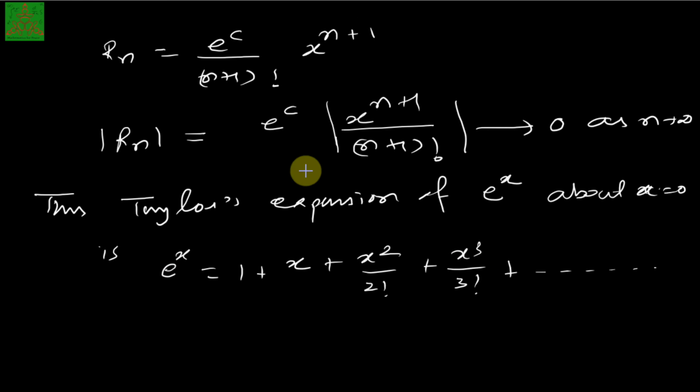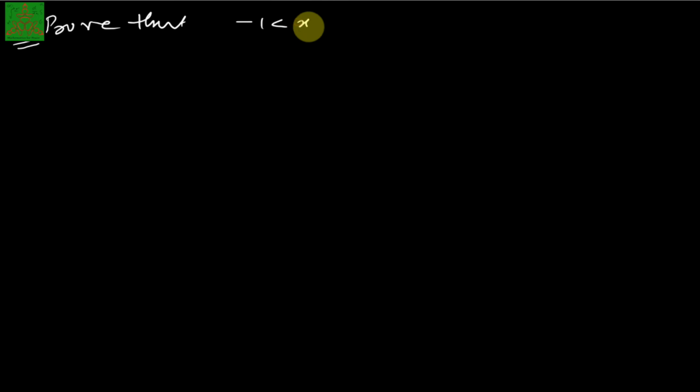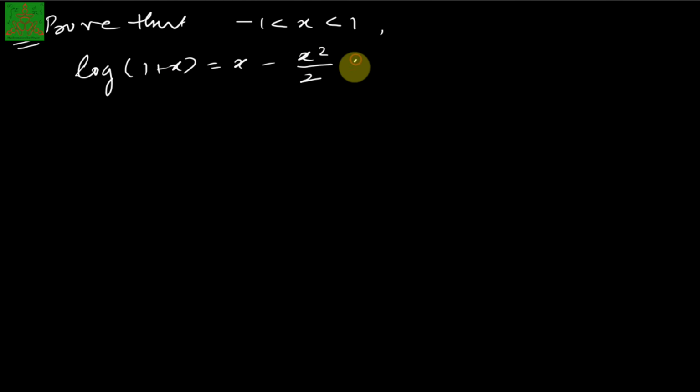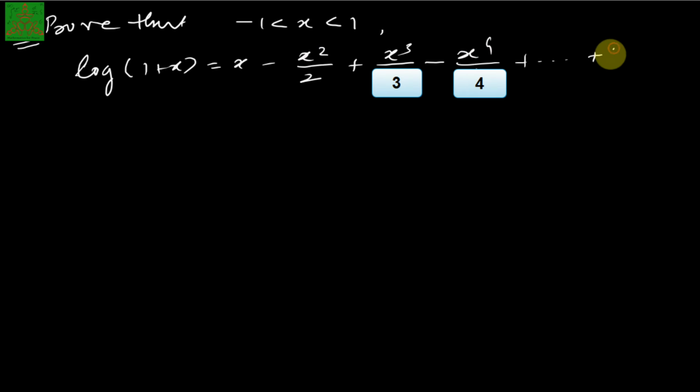Now let's have another example of a similar kind. That means prove that if x is between -1 and 1, log of 1 plus x is equal to x minus x square by 2 plus x cube by 3 minus x raised to 4 by 4 and so on. In general, the term should be -1 raised to n plus 1 into x raised to n upon n and so on. So the ultimate goal is to prove this as a series.